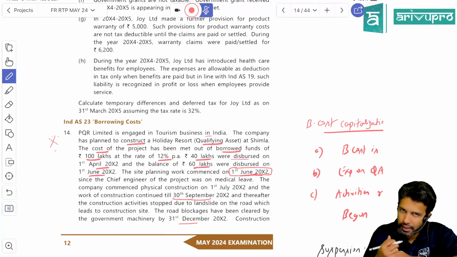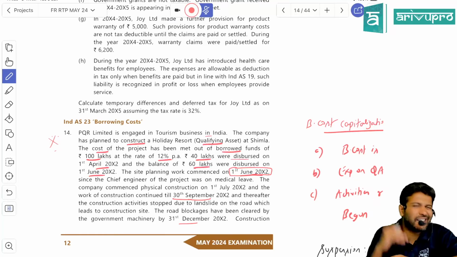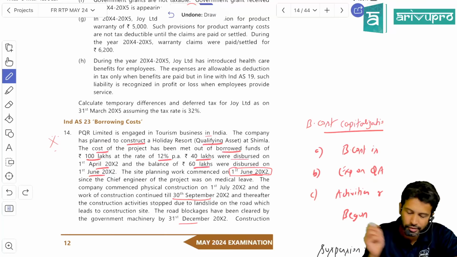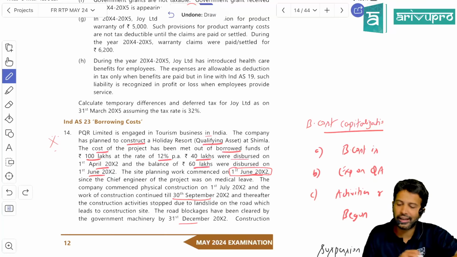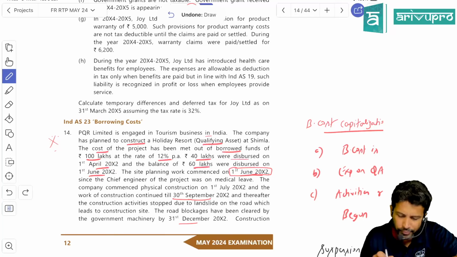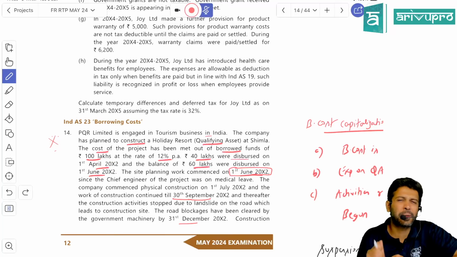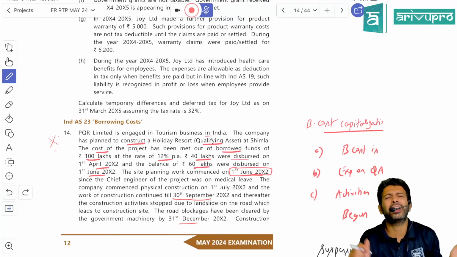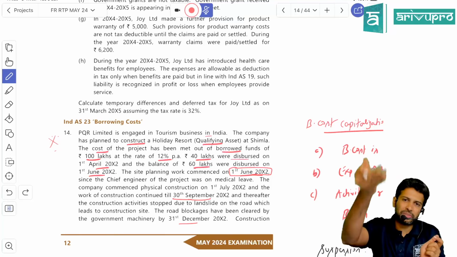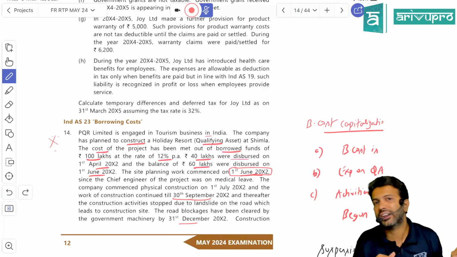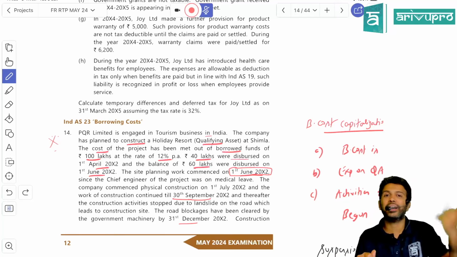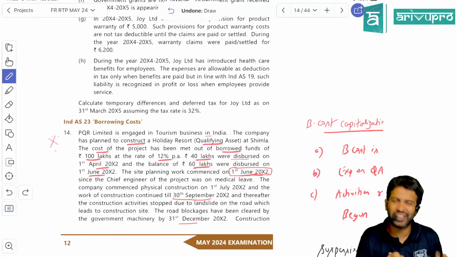When you take a bank loan, the bank also will not release the entire amount in one go. First 40 lakhs was disbursed on 1st April. The second disbursement of 60 lakh came on 1st June. That's okay. Disbursement is irrelevant because for specific borrowing, what do we check, sir? The total loan amount multiplied by the rate and multiplied by the construction period. If the construction period is 10 months, then we will capitalize the interest only for 10 months, so 10 by 12. If the construction period is 8 months, then 8 by 12, like that. So this disbursement is irrelevant for us.